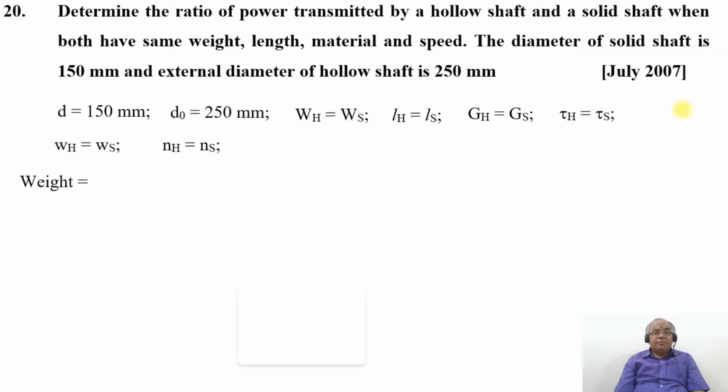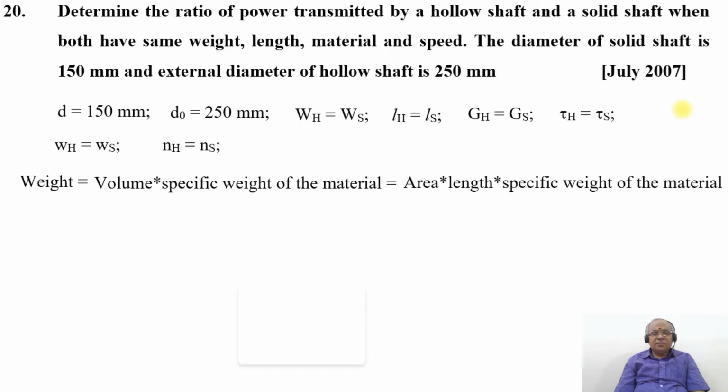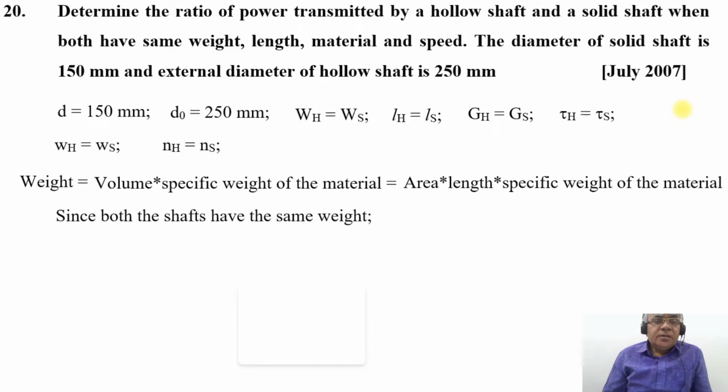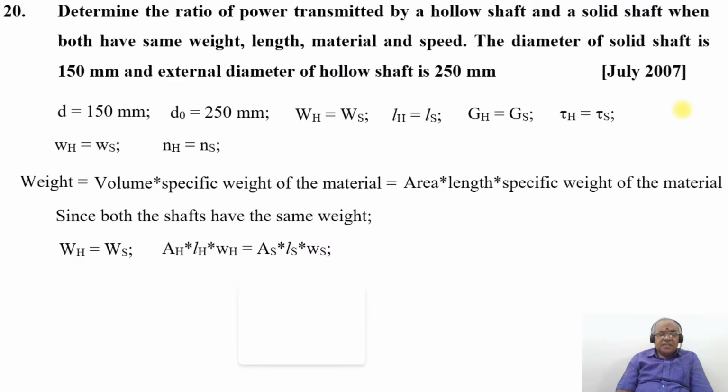The weight is given by volume into specific weight of the material, which is area into length into specific weight of the material. Since both the shafts have the same weight, WH will be equal to WS. So AH into LH into WH will be equal to AS into LS into WS. As we know, LH is equal to LS. So pi by 4 into D naught square minus Di square will be equal to pi by 4 into d square.